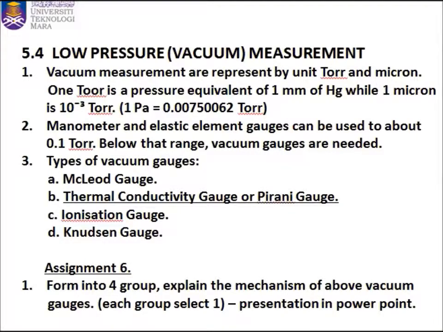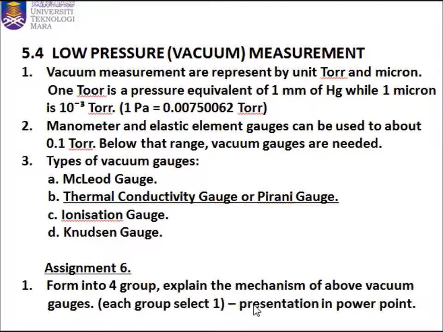Next we move to low pressure or vacuum measurement. Vacuum measurements are represented by the units torr and micron. 1 torr is a pressure equivalent of 1 mm of Hg, while 1 micron is 10 to the power negative 3 torr. Manometers and elastic element gauges can be used down to about 0.1 torr. Below that range, vacuum gauges are needed.